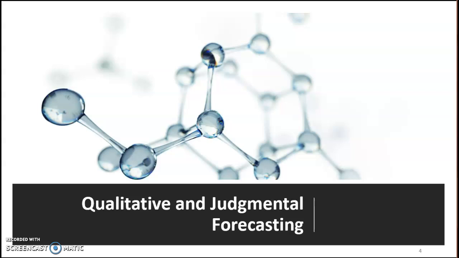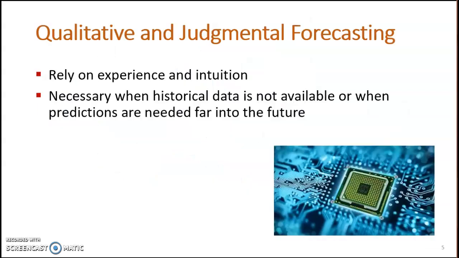So we start off looking at the first one, which is qualitative and judgmental forecasting. Qualitative and judgmental forecasting rely on experience and intuition. They are necessary when historical data are not available or when the decision makers need to forecast far into the future.